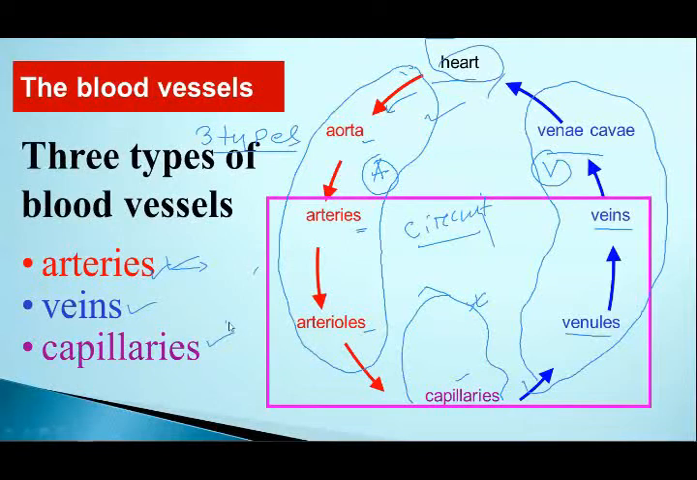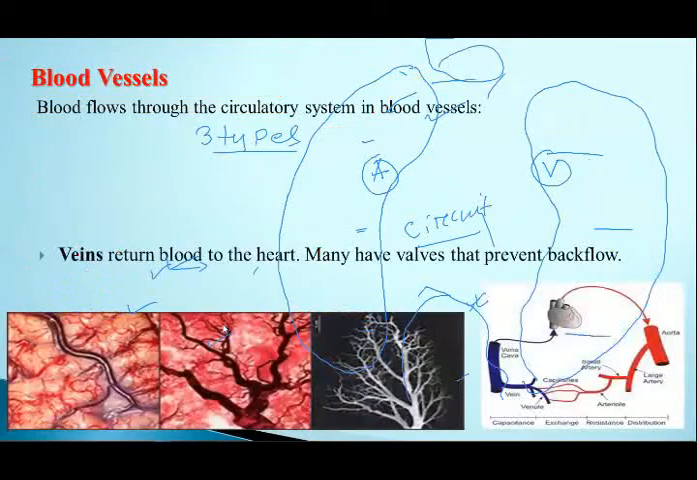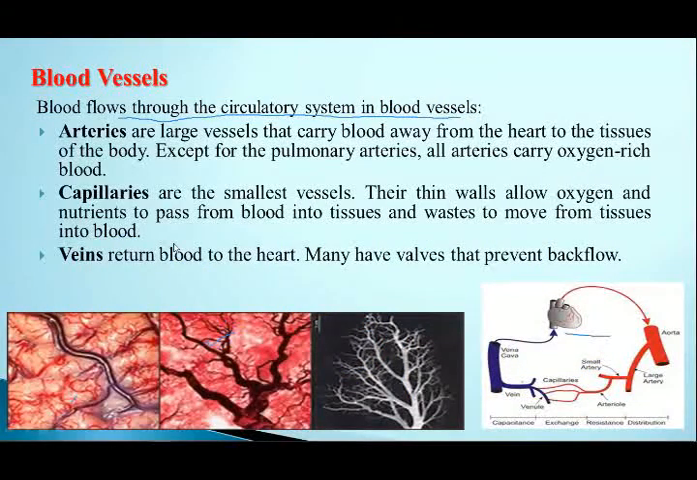Now let's move on to understand about each of them. Have a look into the different types of blood vessels. So first category, what do we have? Arteries. They are large vessels that carry blood away from the heart to the tissues of the body, except for the pulmonary arteries. So please remember, the pulmonary arteries are an exception to this. Now, all arteries actually carry what type of blood? Oxygen-rich blood. Very, very important.